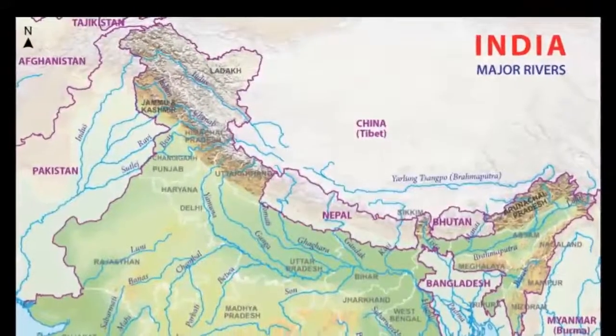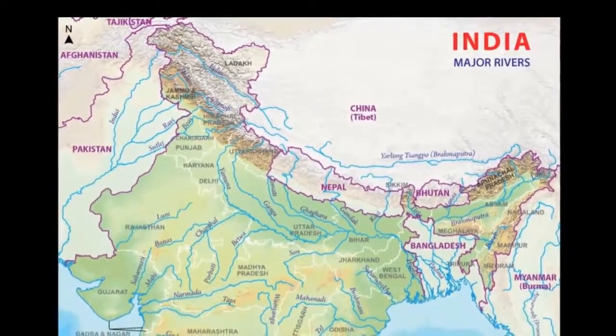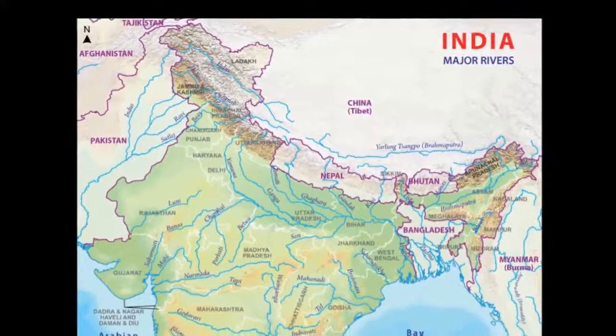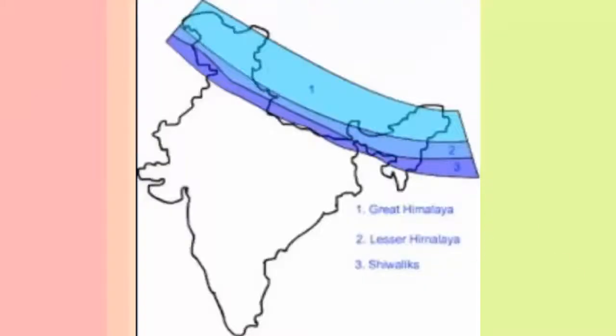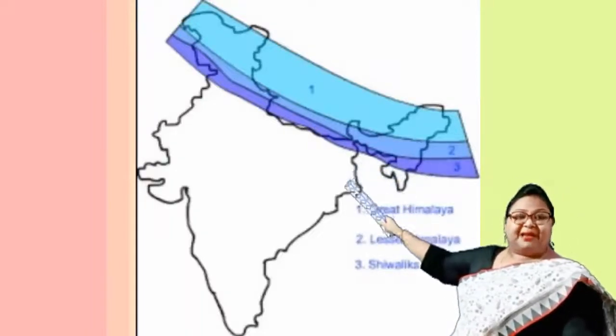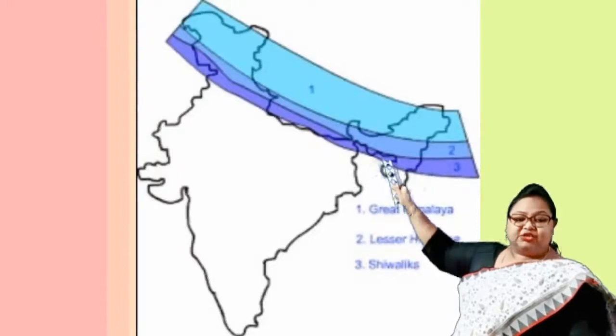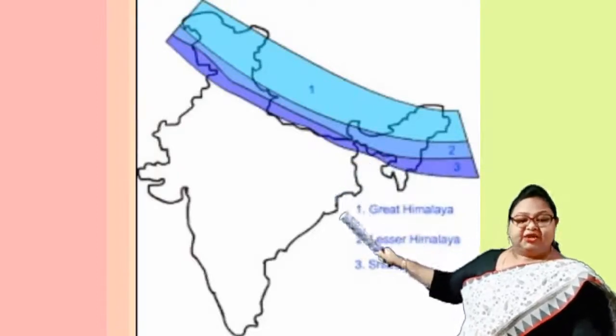Several big rivers originate from the Himalayas. Most of them flow through the northern plains and fall either into the Bay of Bengal or the Arabian Sea. The Himalayas, children, consist of three parallel ranges. The top one is the Himadri, then Himachal and then the Shivalik.